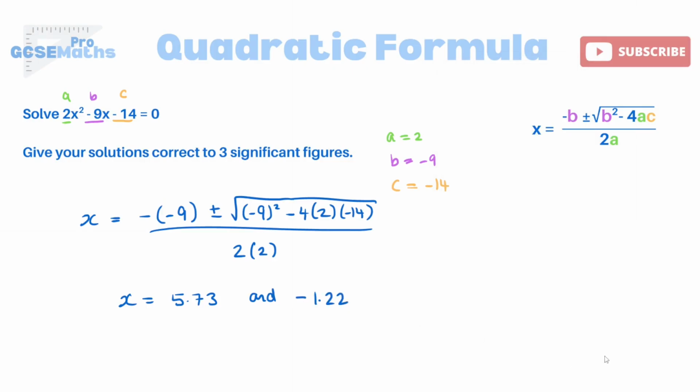And those are my 2 solutions to 3 significant figures. So that was just me demonstrating how I would try and avoid a math error. Or if you get a math error, you can go back and kind of work around the negatives. But hopefully your calculator won't give you a math error anyway. Hopefully it's kind of smart enough to know what to do at this point.